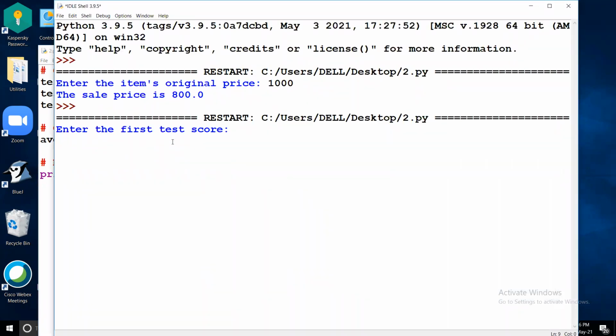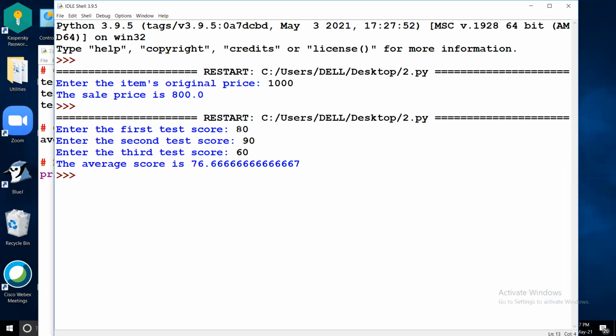It is asking to enter the first test score and it is waiting for the input to be given by the user. I'll give the first test score as 80. Now it is asking to enter the second test score. I will give 90. And the third test score, I'll give 60. The average score is 80 plus 90 plus 60, which gives 230, divided by 3, which gives us 76.66. It is giving the correct answer, right?